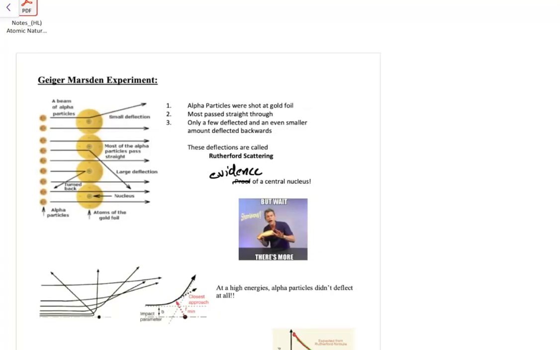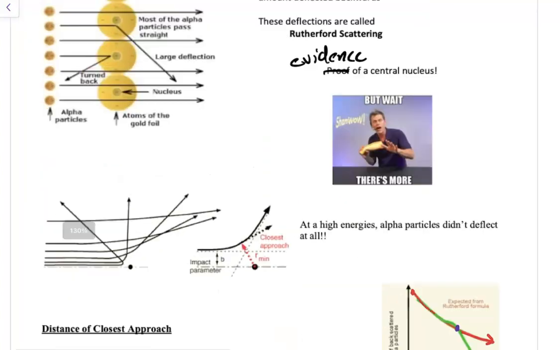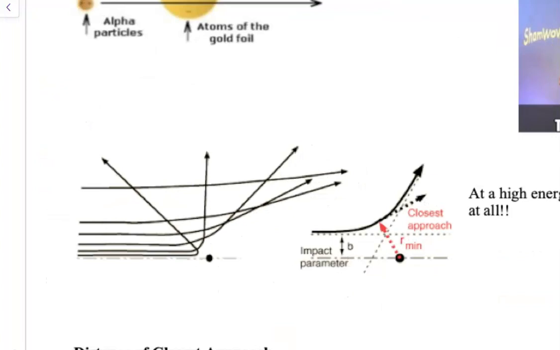The Geiger-Marsden experiment being one. This is something that we've already seen before. This helped us provide evidence for a central nucleus. This is the one where alpha particles were shot at gold foil, and most passed straight through, some were deflected, and very few got deflected backwards. Now the ones that deflect backwards, those are the ones we're going to focus on in this. So let's look at those alpha particles.